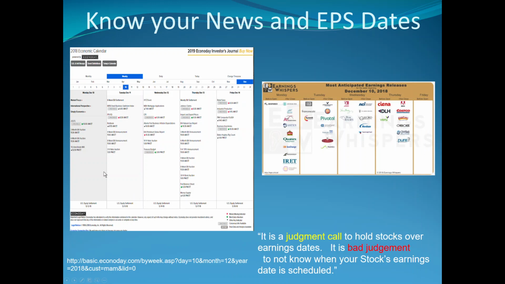Know your news and your earnings. News has been driving this market constantly. This is from Econoday. The reference is here. Yes, they're advertising their investors journal. What's key here? PPI, CPI, petroleum reports, jobless claims, retail and industrial production. A mixed bag.